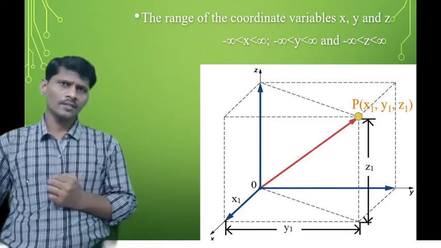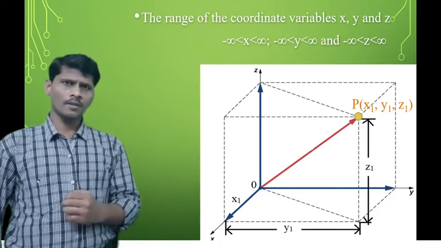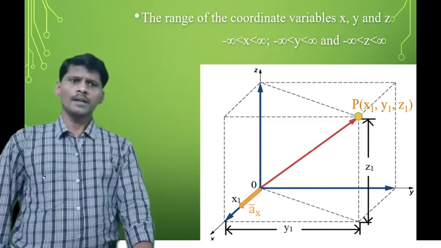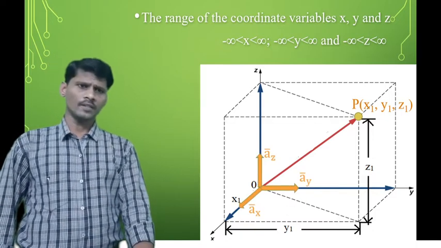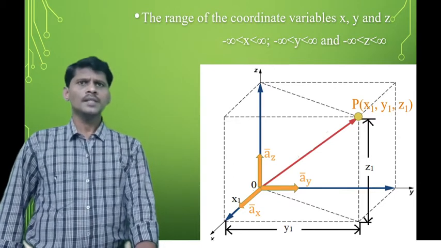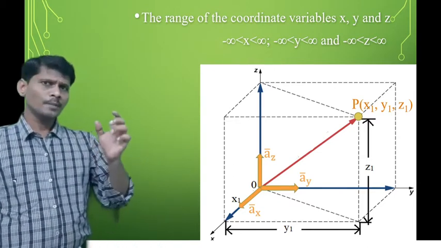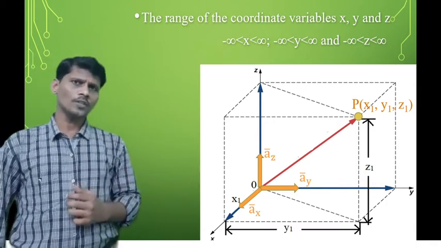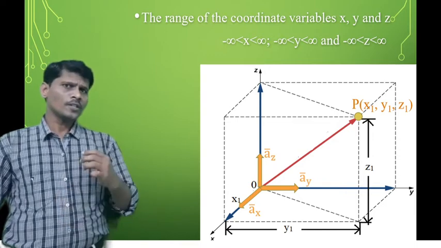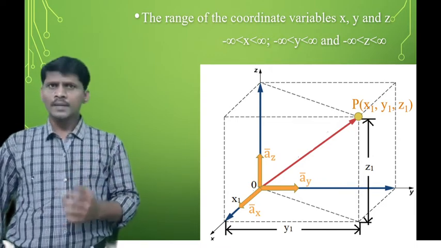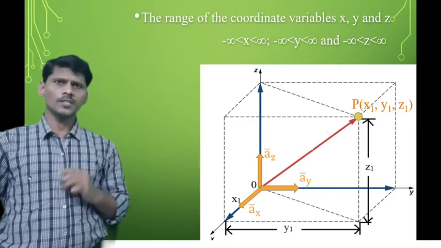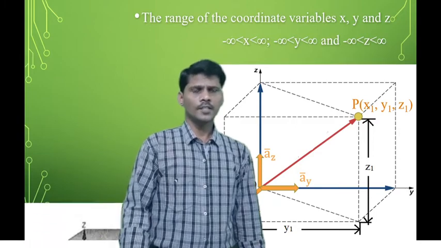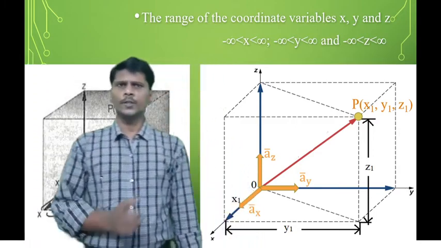Along the x direction, the unit vector is ax bar. Along the y direction, the unit vector is ay bar, and along the z direction, the unit vector is az bar. This is how the point P is represented in the Cartesian coordinate system. In the Cartesian coordinate system, the variables vary as follows: x varies from minus infinity to plus infinity, y varies from minus infinity to plus infinity, and z varies from minus infinity to plus infinity.